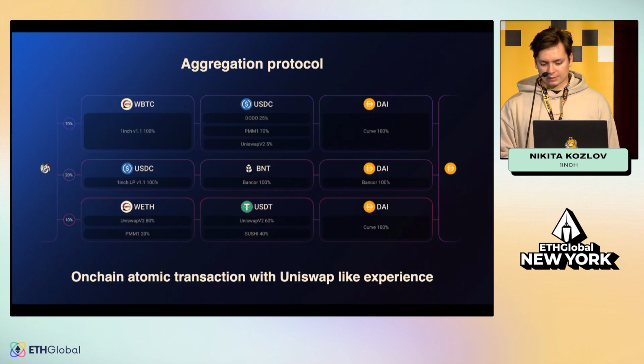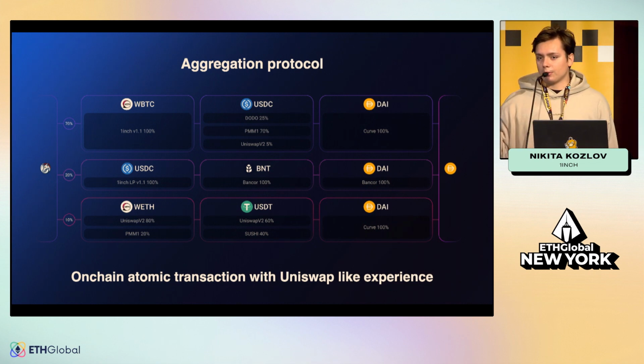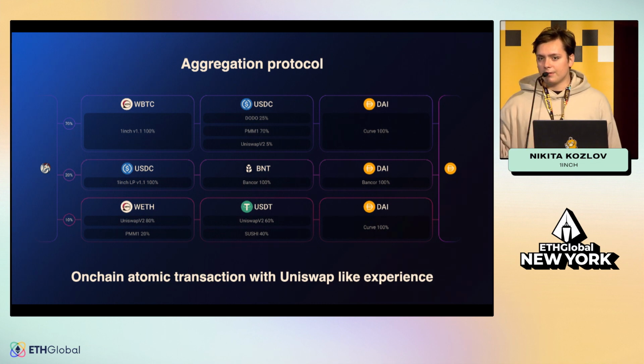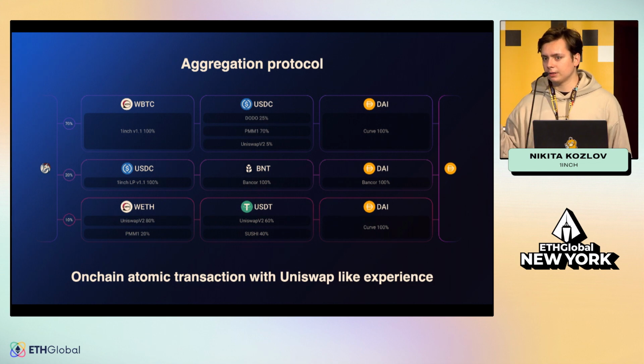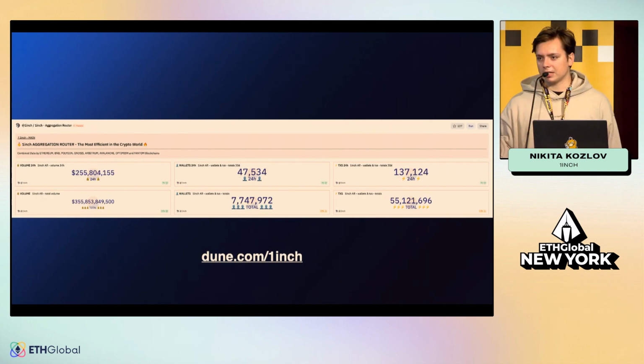So, a small recap about the aggregation protocol. It allows you to make a swap with a Uniswap-like experience, but inside one atomic transaction with the best trades on the market. Whether you're doing that with the API or with the user interface, it's still the best solution on the market right now, according to the analytics that we have. 1inch always has open source and traceable analytics over all protocols. You can always check the numbers by visiting dune.com/1inch.